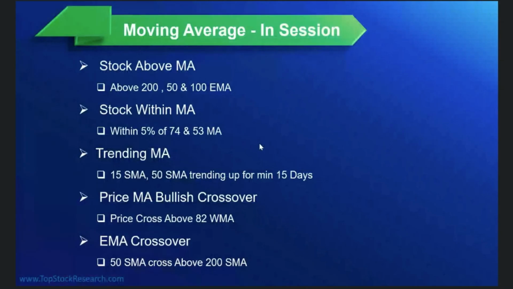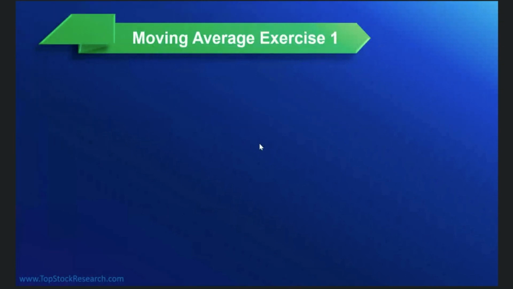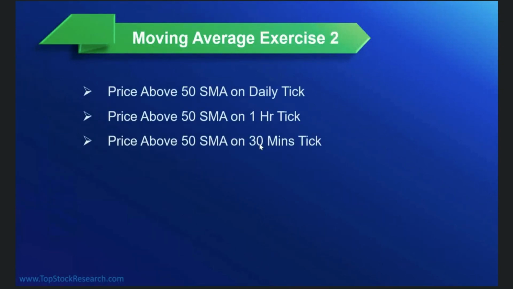What else do we have here? So some of the exercises are here. I think that we've got a pretty good idea about the moving average. We've seen crossovers, we have seen trending, we have seen price and moving average, a lot of comparisons.